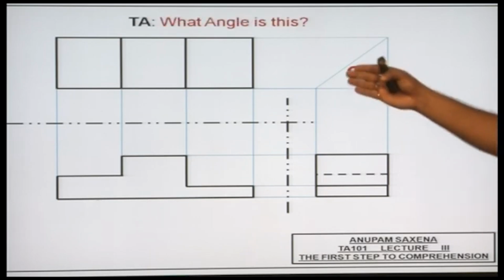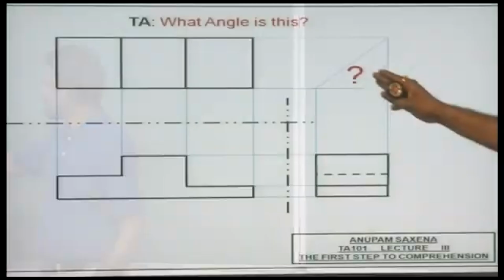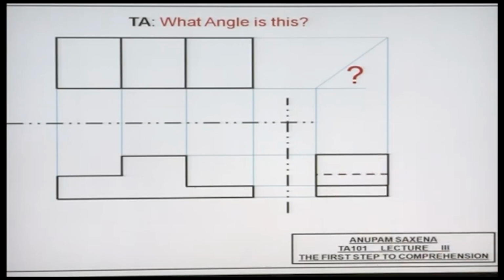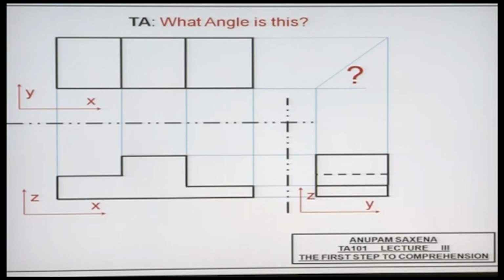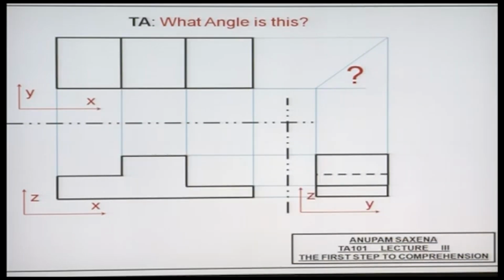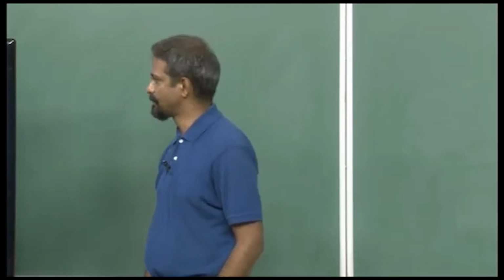Okay. Now, try to figure what angle this is. Guesses? This would be precisely 45 degrees. Why? Because this distance is the same as this distance. So that's the xy plane, the top view, the xz plane, the front view, and the yz plane, the right side view. As I said before, you will not be required to depict these planes in your orthographic views. This is just for your understanding, just for your comprehension.